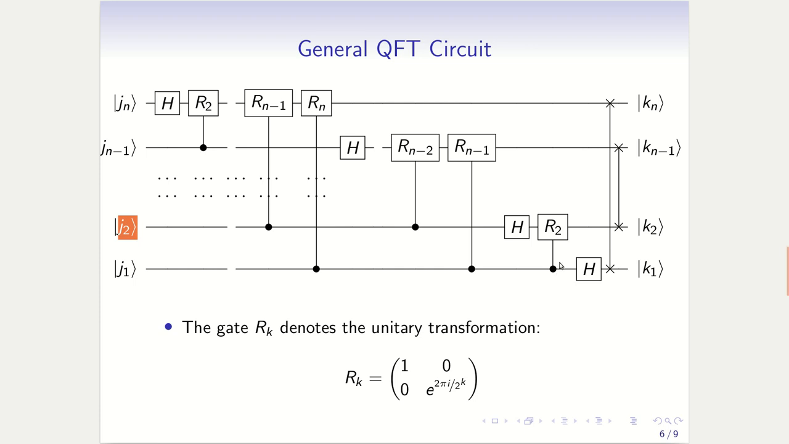The nearest qubit will control the higher degree, but the farthest qubit will control and apply the lower phase. So finally, only j1 gets a Hadamard, and we have to swap things just to make the formula correct.